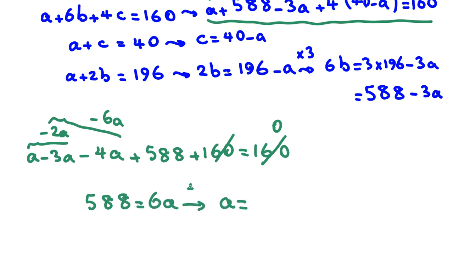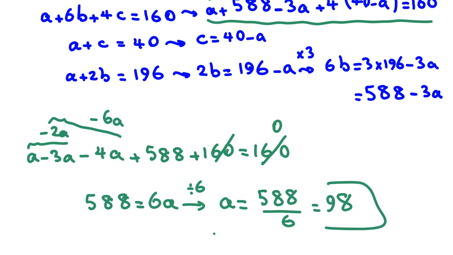If you divide both sides by 6, a equal to 588 over 6. 58 over 6, 9 times 6, 54. We have 48. 8 times 6, 48. So the answer is again 98.